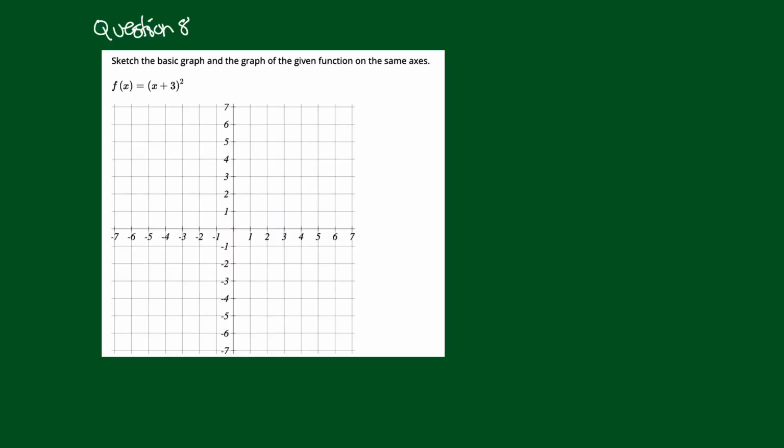Question 8 directs us to sketch the basic graph of this function right here, and then this function itself. Now this is the translated function. The basic function, I'll write it in red, is this one. It's f of x equals, you see it there? x squared. Now, the x squared function looks like this. This is the basic parabola. It starts at the origin.